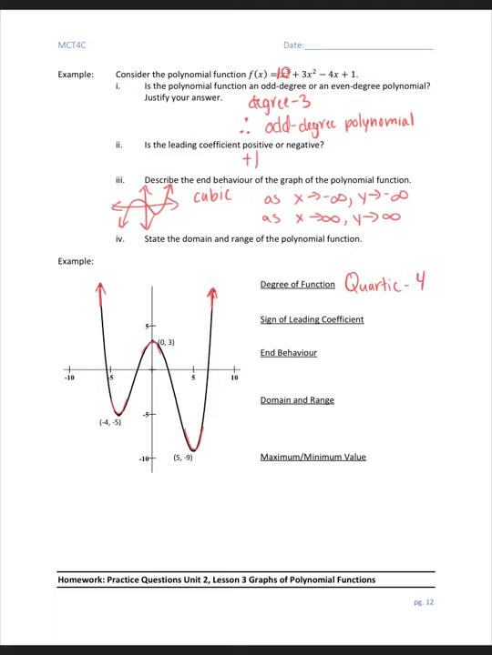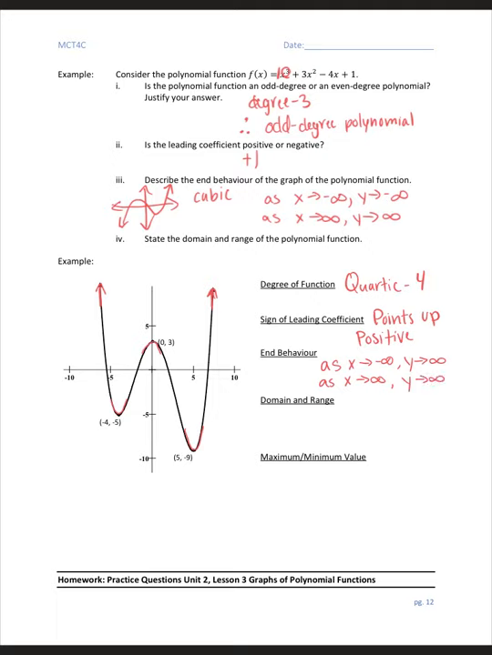What's the sign of the leading coefficient? Well, like I just said, it's pointed up. So it's positive. The end behavior, again, pointing up. So y is always approaching positive infinity. So as x approaches negative infinity, y approaches positive infinity. As x approaches positive infinity, y is still approaching positive infinity.